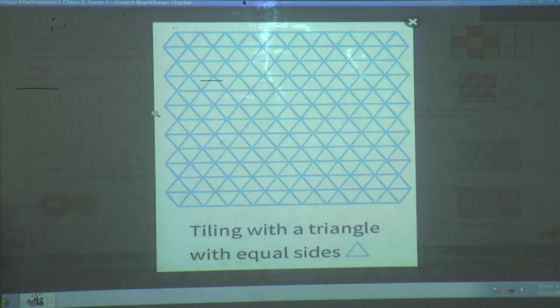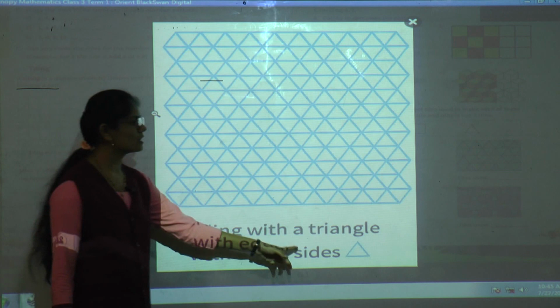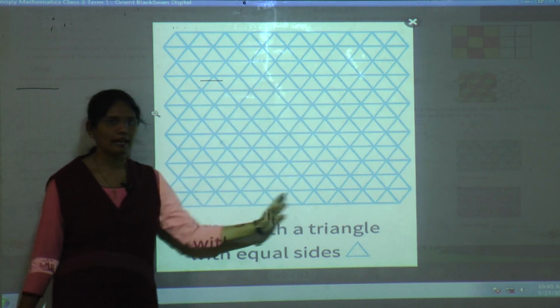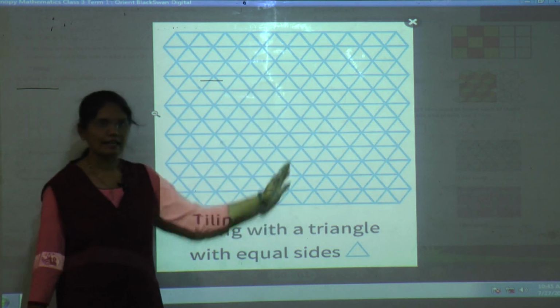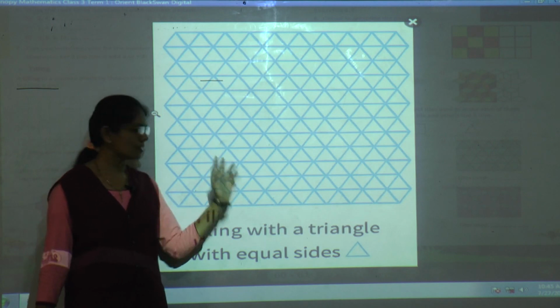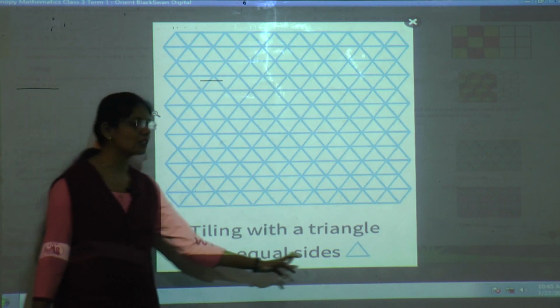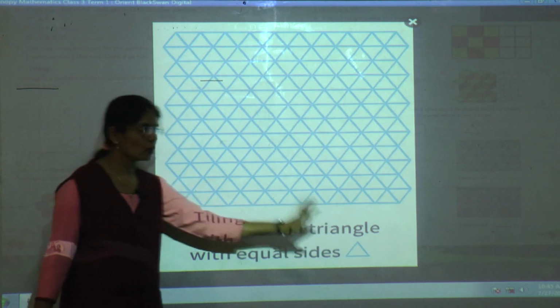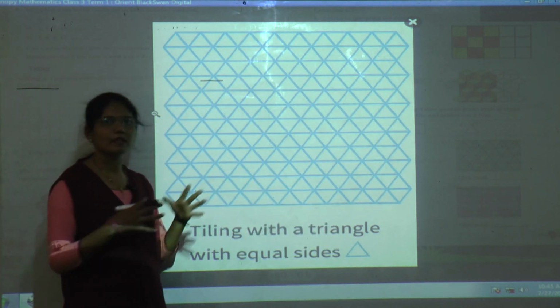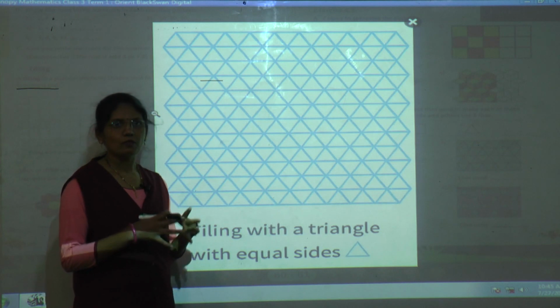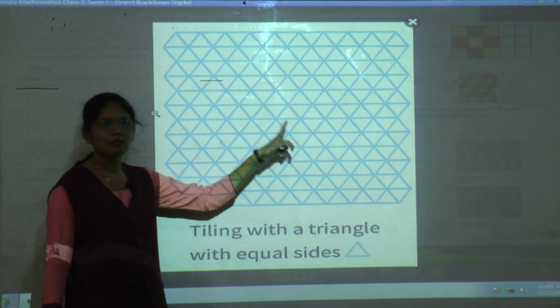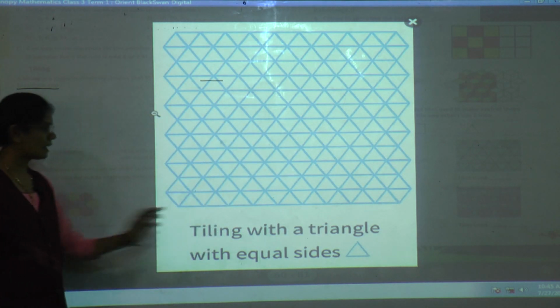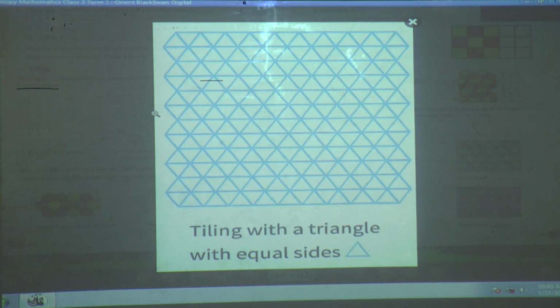A tiling with a triangle with equal sides. Now see, all are triangles. These all are triangles, and all the triangles are, how are the triangles? With equal sides. All the sides, all three sides are equal. Okay, and these triangles are fitted with each other but without leaving gap. So this is a tiling with a triangle with equal sides.